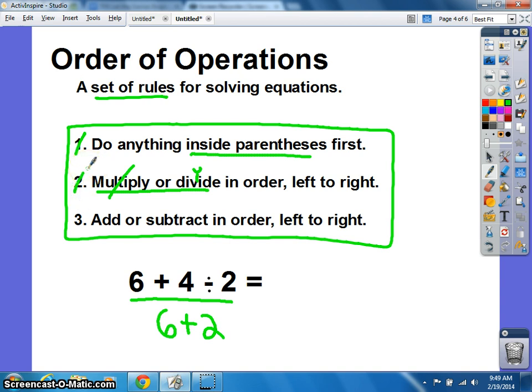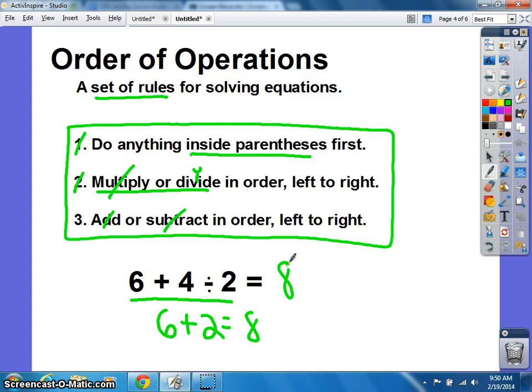Lastly, I have to go on to step 3, which says add or subtract. There's no subtraction in the problem, so I don't have to worry about that. So I just need to add them up. 6 plus 2 equals 8. So the correct answer in this equation, that's now an equation, is 8, not 5.